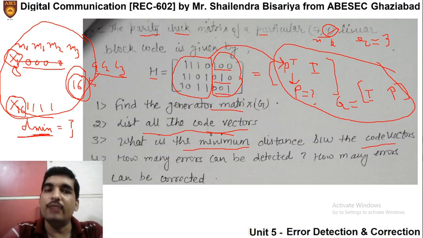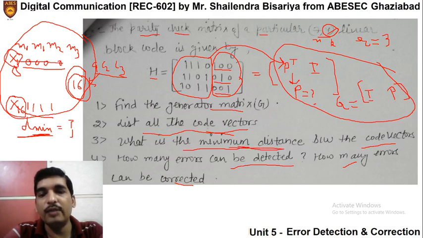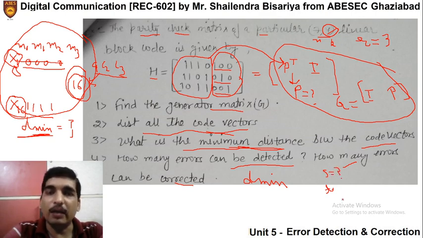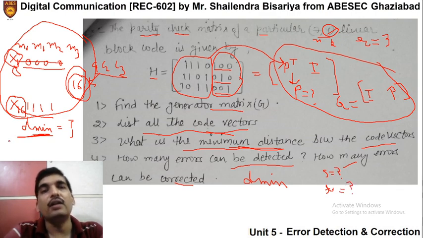That means the minimum distance. Now, how many errors can be detected? How many errors can be corrected? We have already discussed one numerical related to this. When we find this minimum distance d minimum, we know the relation between d minimum and s, and between d minimum and t. From those relations, we will find the value of s, that means how many bits in error can be detected, and t, that means how many bits in error can be corrected. Okay, so let us proceed.